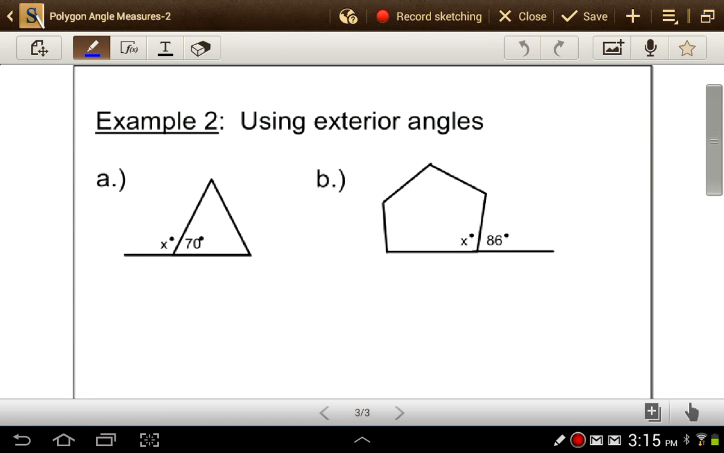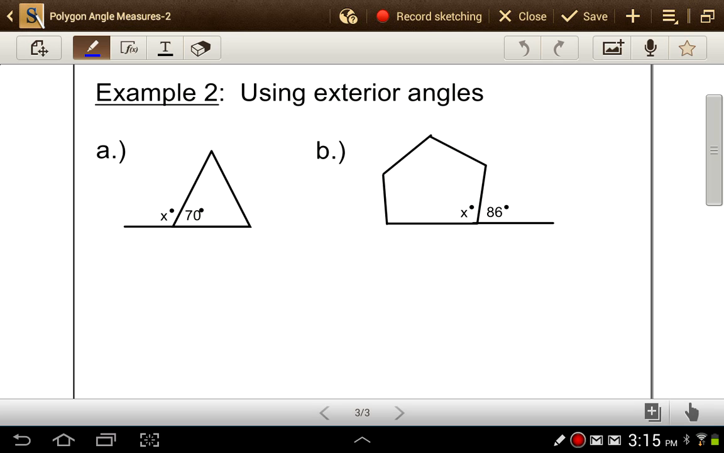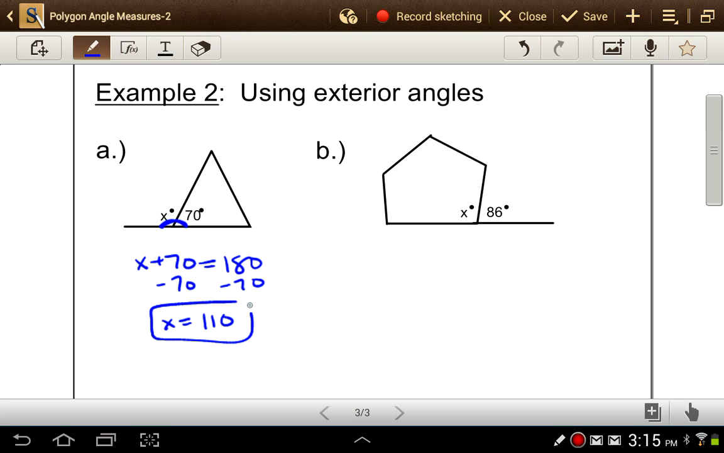All right, now using exterior angles. So remember, they are supplementary. So we're thinking about supplementary. They are a straight line here. Right here is a straight line. So together they equal 180 degrees. So I'm just going to use my supplementary rules to find these. I'm going to do x plus 70 equals 180 because they equal 180 degrees. Subtract 70 from both sides. x equals 110. So that's my answer, which means this is a 110-degree angle right there.